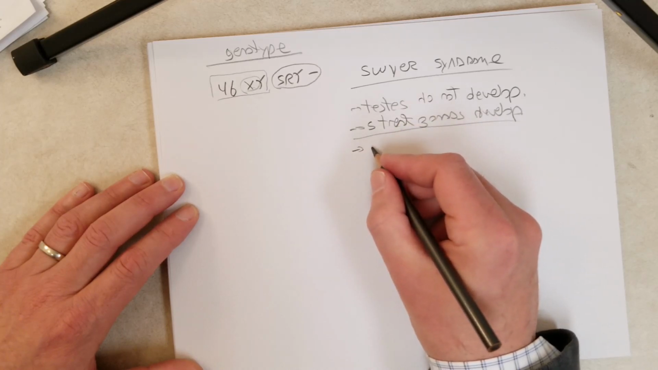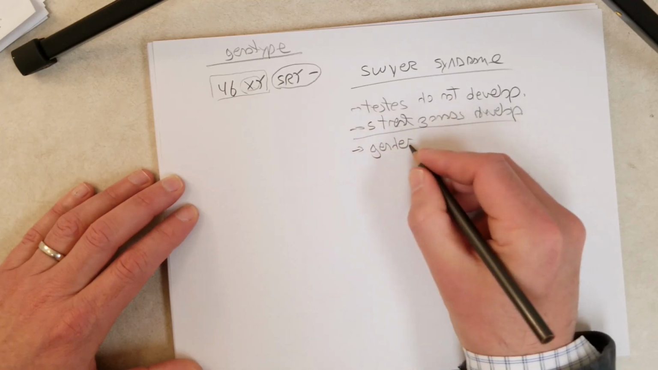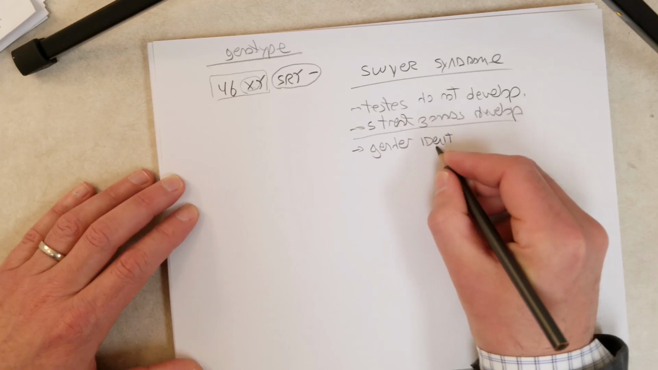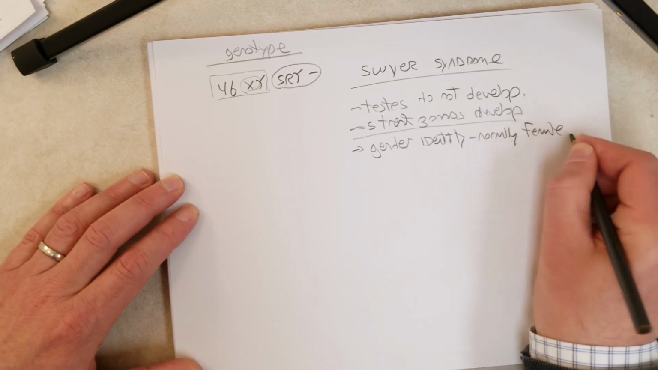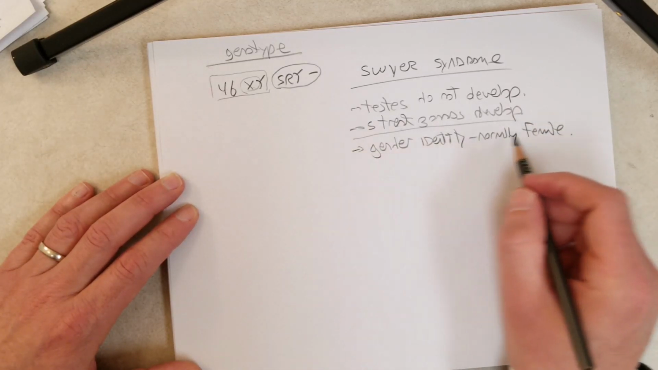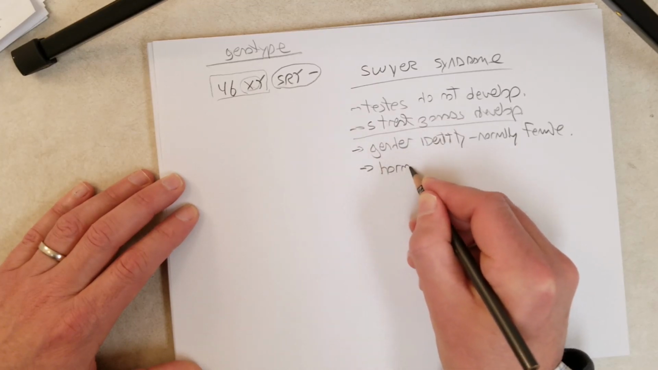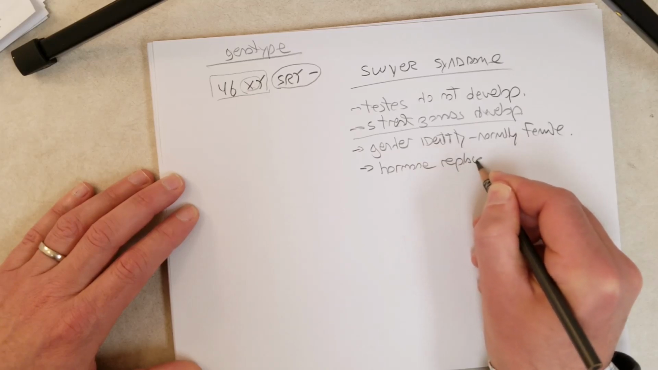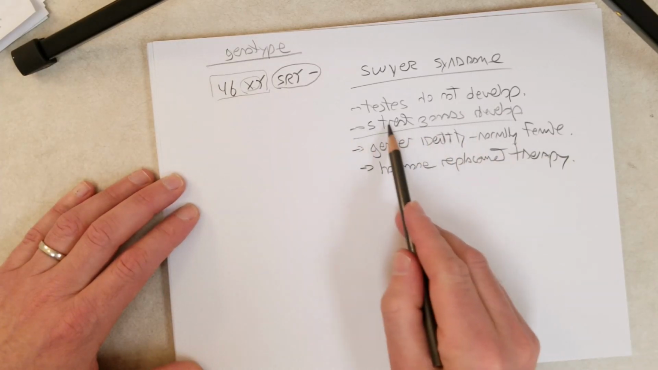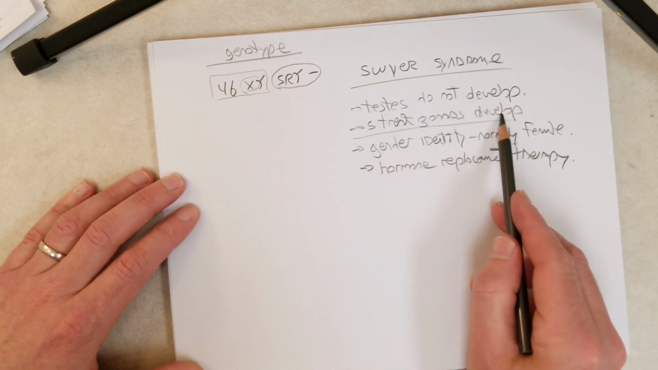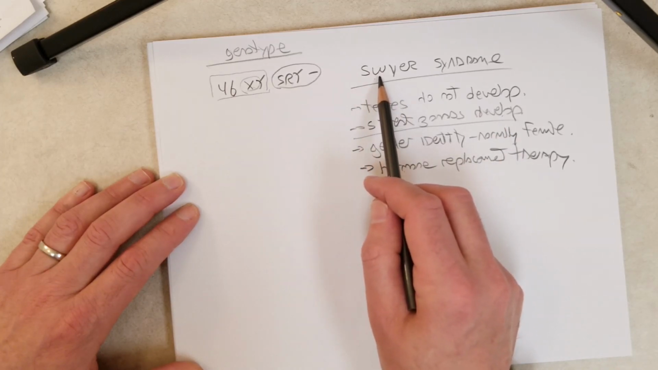So these individuals are usually raised as girls or with a female gender identity, normally female. So the external genitalia are female, etc. But they do need hormone replacement therapy, right? Because streak gonads instead of ovaries develop. So hormone replacement therapy is generally used in individuals with Swyer syndrome.